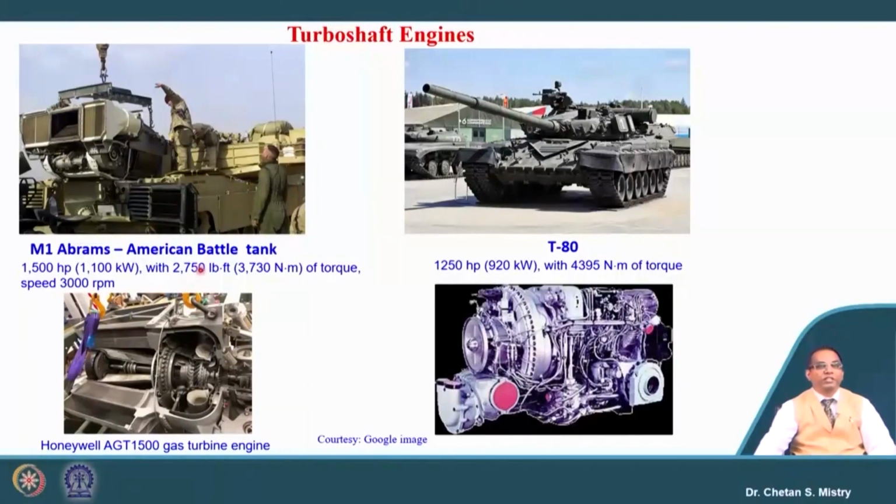Here you can see two tanks. The T-80 was developed by the Russians long back, and it uses a gas turbine power plant. So you can imagine the applications people thought of. This was developed during the 70s and 80s. Similarly, here we have the M1 Abrams, the American battle tank, which also has a gas turbine power plant. If we look carefully, this is representing the cut section.